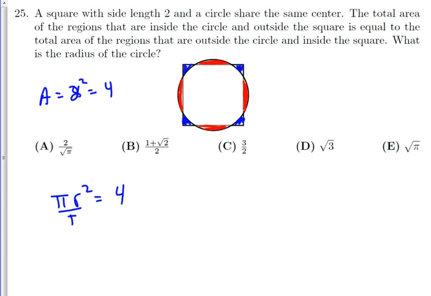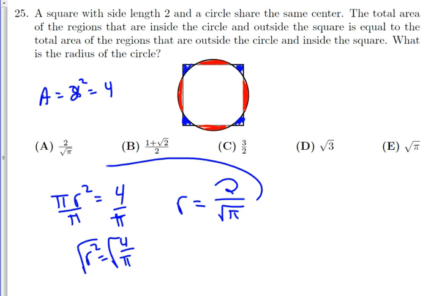If you divide both sides by pi, you get r squared equals 4 over pi. And so you solve by taking the square root of both sides to get r equals, well, the square root of 4 is 2, and the square root of pi is just square root of pi, which turns out to be answer number A.